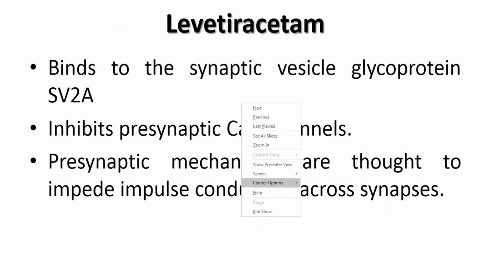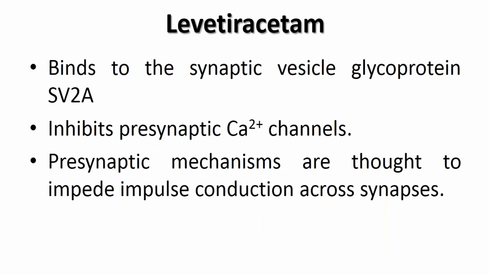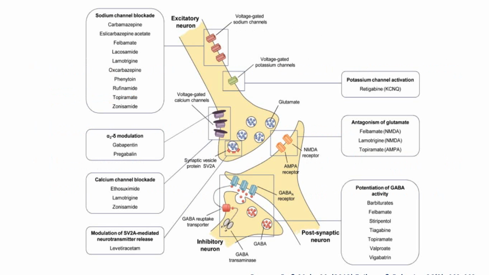Someone asks you, what is the target of levetiracetam? The target is SV2A, that is synaptic vesicle glycoprotein. And which ion is affected? It inhibits presynaptic calcium channels. There you have the modulation of SV2A mediated neurotransmitter release, that is levetiracetam.